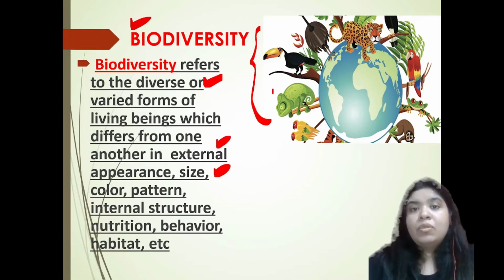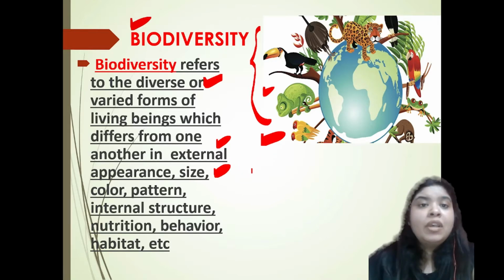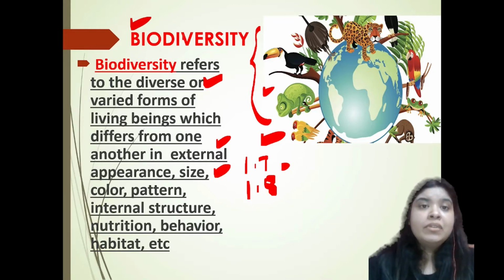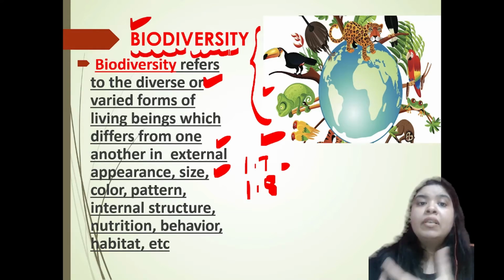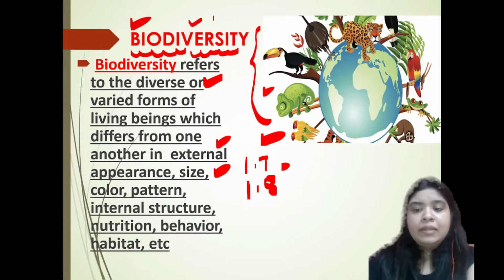Now their habitats are also different. They may be terrestrial, they may be aquatic, or they may be living in xeric conditions also. Such differences between various forms of living beings are so great. We have around 1.7 to 1.8 million living organisms known till now, and many organisms are continuously being discovered. So biodiversity refers to all these diverse or varied forms of living organisms that we have around us. I hope this term is clear to everybody.